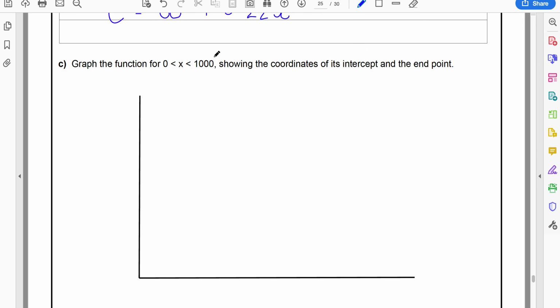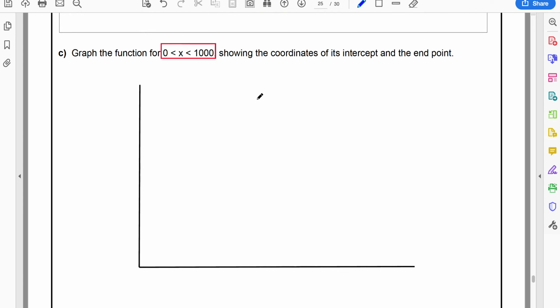So it's telling me to graph the function, and it's got this notation here, showing the coordinates of the intercept and the endpoint. So basically it's saying we don't want to graph this for an infinite number of values because that's impossible. It's just telling us how many kilometres we want to show on our graph. So if we start off with labelling it, we're going to have number of kilometres on our x-axis, and on this axis here it's going to have our cost. Now that's measured in dollars, whereas this is measured in kilometres.